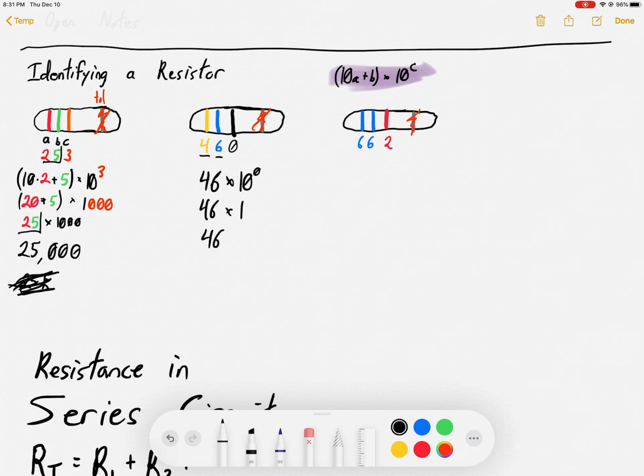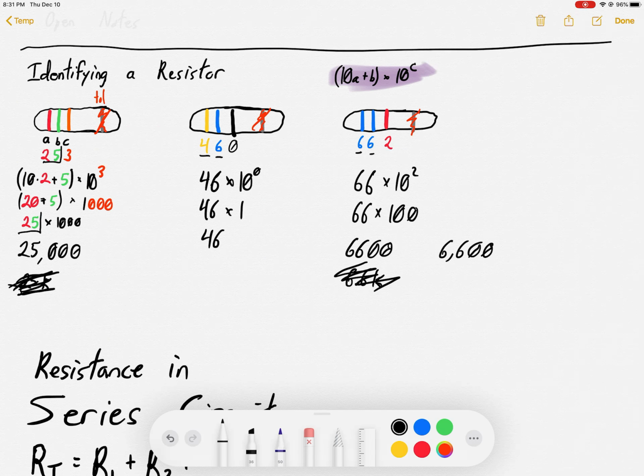Okay, this next one, 6 times 10 is 60, plus 6 is 66, times 10 to the power of 2. So that's 66 times 1 with 2 zeros behind it. That's 100. And so this becomes 6,600. Okay? Again, this is the number that I'm looking for, the 6,600. If you wrote it as 6,600, that should be fine. But I have seen this before, 6.6K. No, don't do that.